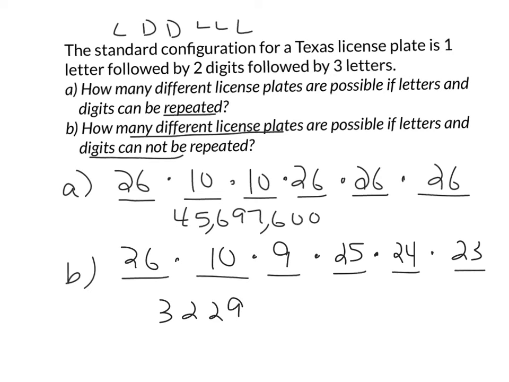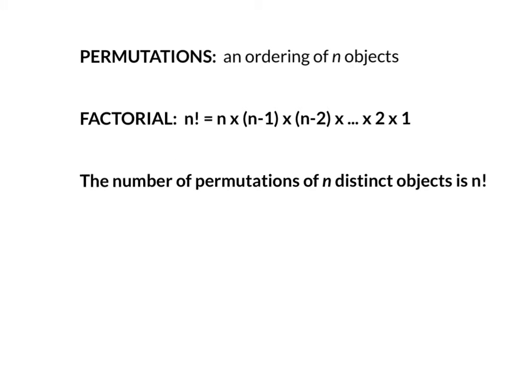So 322,920,000. So that one is 322 million. So I get 13 more million license plates because you can repeat. And again, you're going to see me draw blanks like that a lot and just fill them in with numbers that are missing. That's also a fundamental counting principle.